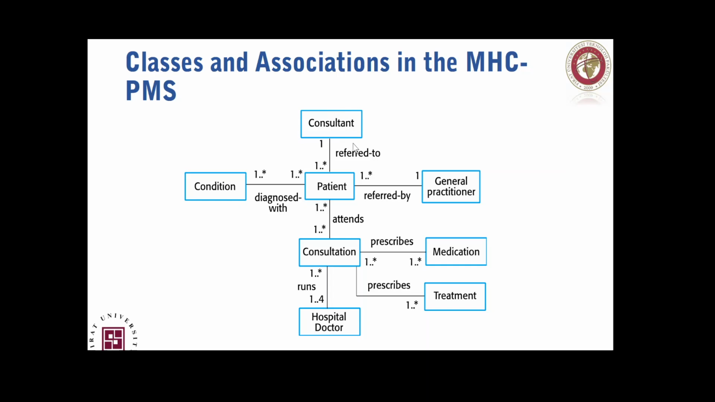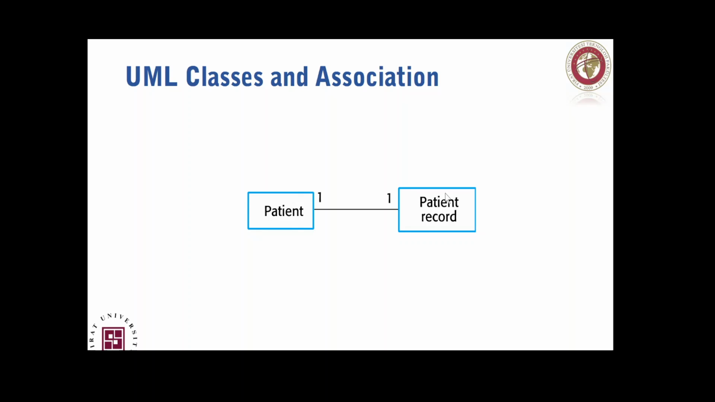This is a very good example. This is a class, as I said earlier. This is a class, and this is another class, and they are associated to each other. And well, this is one-to-one. Now, it's not practically available. Actually, we may have a patient record for so many patients.